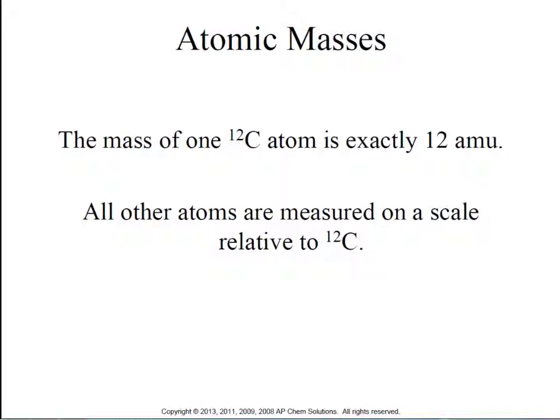So they took a carbon-12 atom, and they set that as 12 AMUs. And then everything is relative to that. So something that weighs twice as much as a carbon-12 atom would weigh 24 AMUs. Something that weighs half as much would weigh 6 AMUs. So it's all based upon that little piece right there.